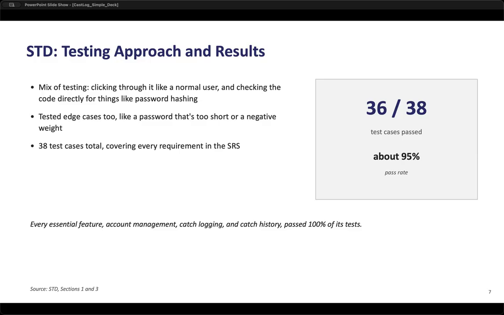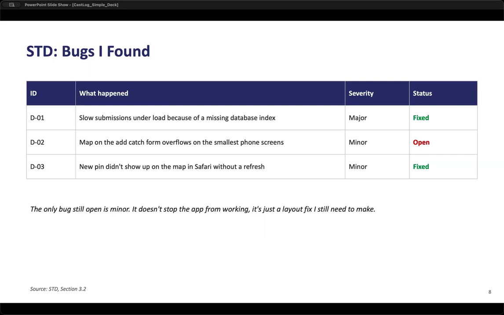I did find a few bugs along the way. One was a slow database query that was making submissions take too long, so I had to go and fix that. Another was a map that didn't update right in Safari, so I had to find and fix that. And the last one I'm still working on. It's just that the map on the add catch form doesn't shrink right on the smallest phone screens. It's small, and I already know how to fix it. I just haven't gotten to it yet.